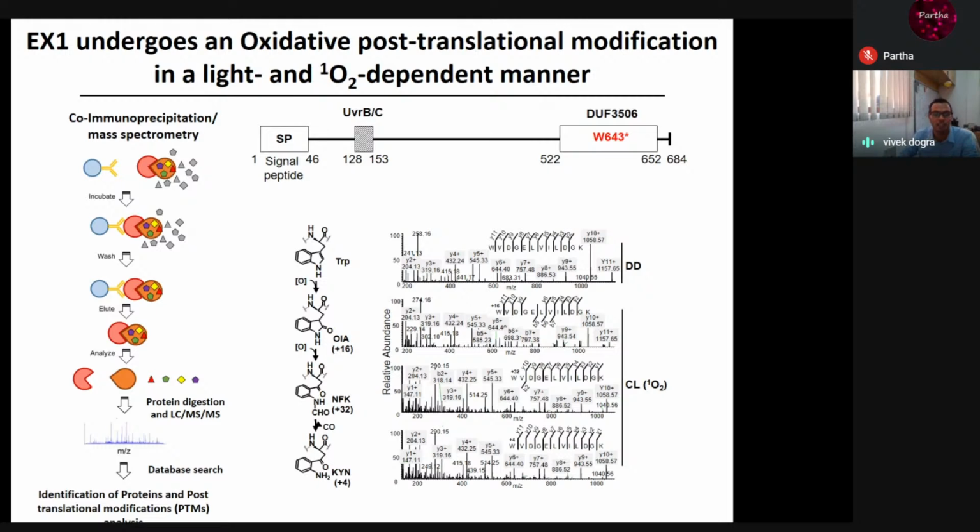And we found that upon oxidation, this tryptophan residue can undergo single oxidation or maybe double oxidation and make different variants, including NFK, kynurenine, and YA. So these were all detected in our mass spec data, and we could really see whether these were accumulating upon oxidation, upon sensing the singlet oxygen.